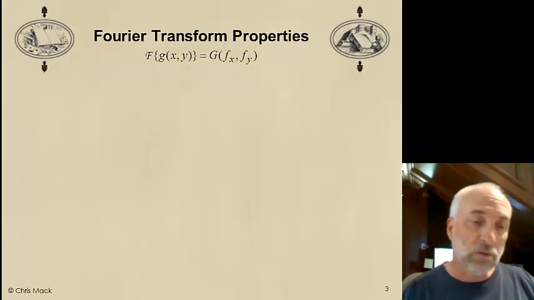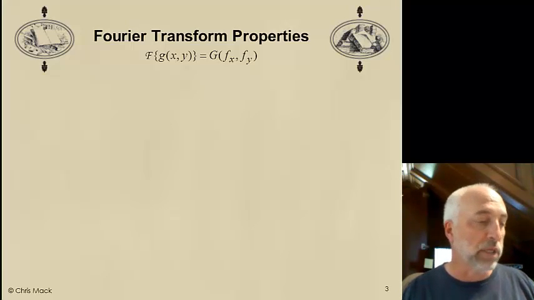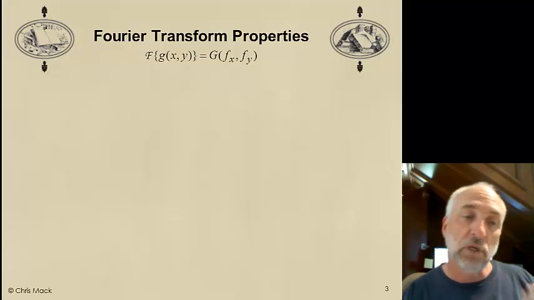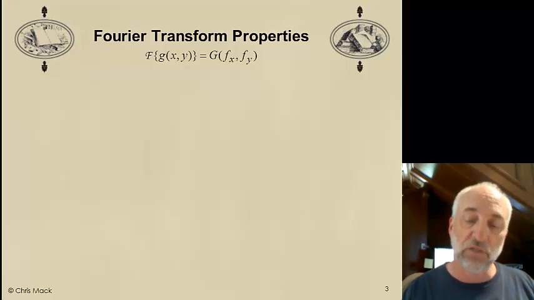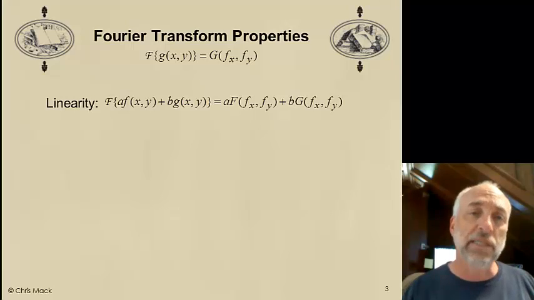So let's quickly look at some Fourier transform properties. I'll list them here without going into much detail. And in fact, in the homework for this part of the class, you're going to be asked to derive some of these relationships. First, linearity. The Fourier transform is a linear function.